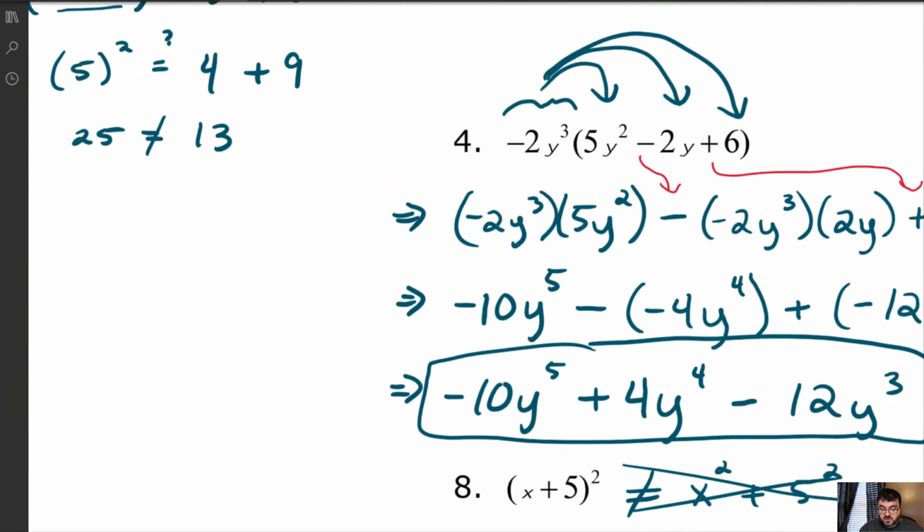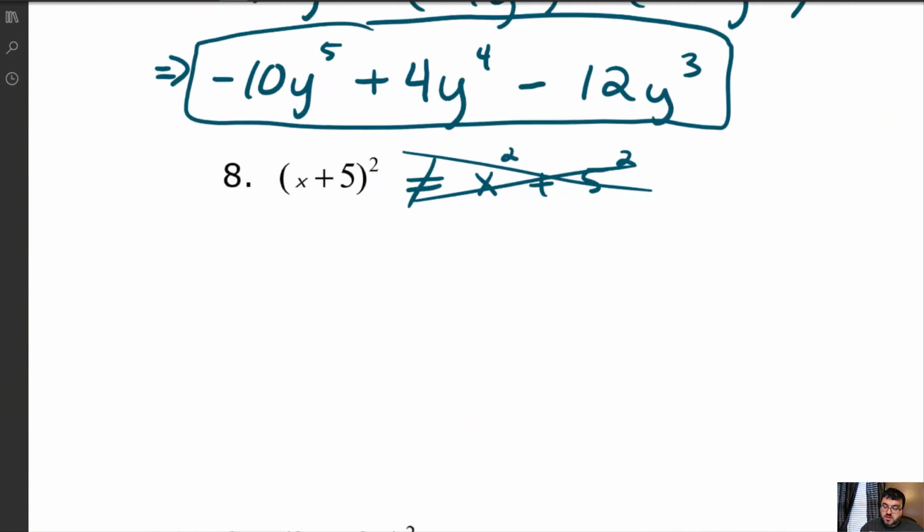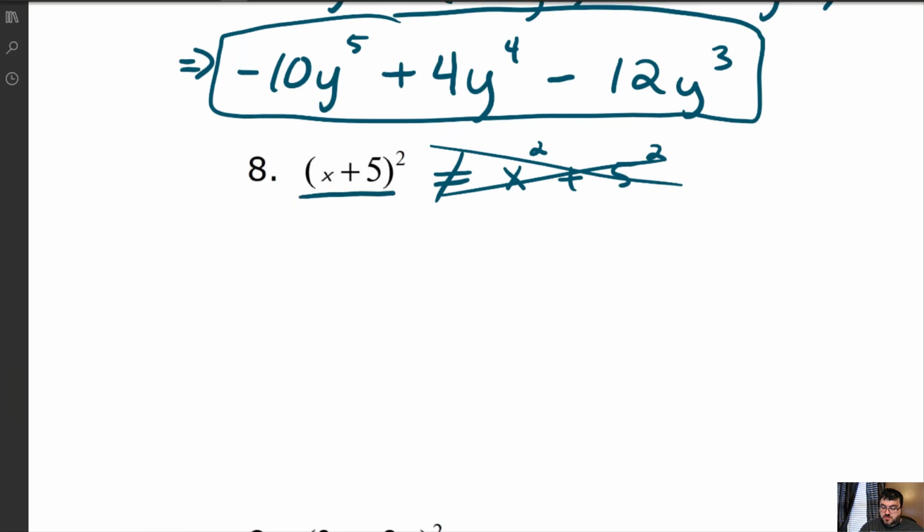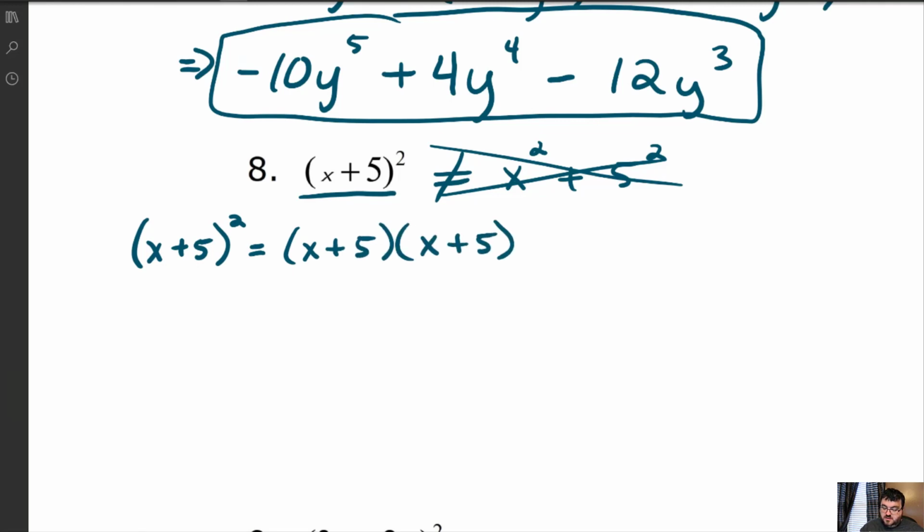Exponents do not work that way. But how do they work? Well, what you can do is when you're on a problem like number 8, right here, you can just say, okay, well, squared means I multiply it by itself. Okay, this is x plus 5 times x plus 5. That's all that is. And now it looks very similar to something we just did in those previous problems.